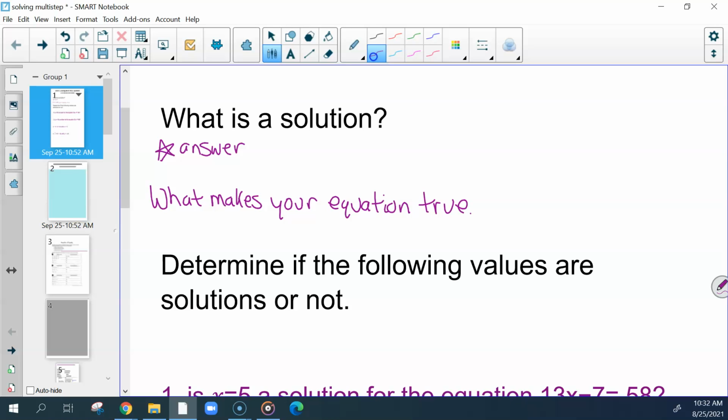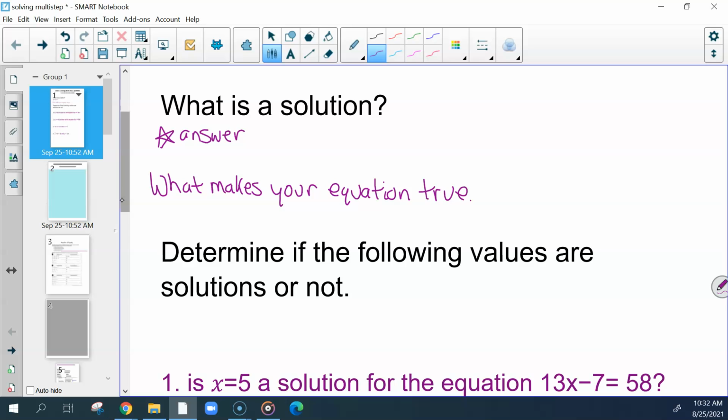Usually when you solve an equation, you get some answer. But in order to make sure that answer is actually your answer, it has to make your equation true. If it doesn't, then it's not your solution. It's a solution, but not for your problem.